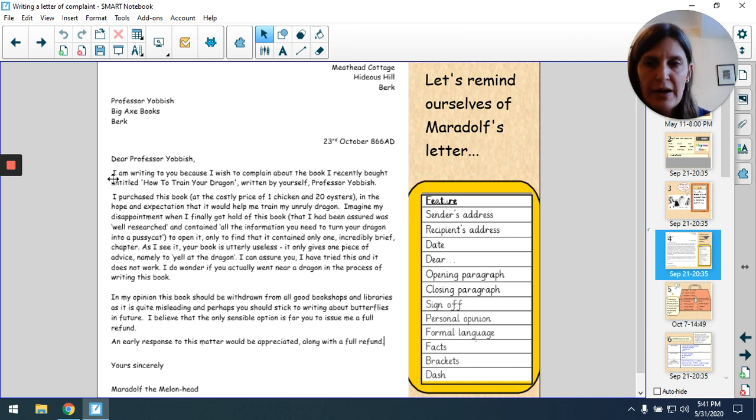So we've got our opening paragraph here, which summarises why we're writing. Then we miss a line. We've got our next paragraph, which goes into much more detail about what the problem is. And then we miss a line. Then we've got our next paragraph, which summarises what we expect to happen. Miss a line, and our final sentence, which summarises again what we expect to happen. Miss a line, and then the sign off, yours sincerely. So the structure and the layout of the letter is going to be a really big focus.